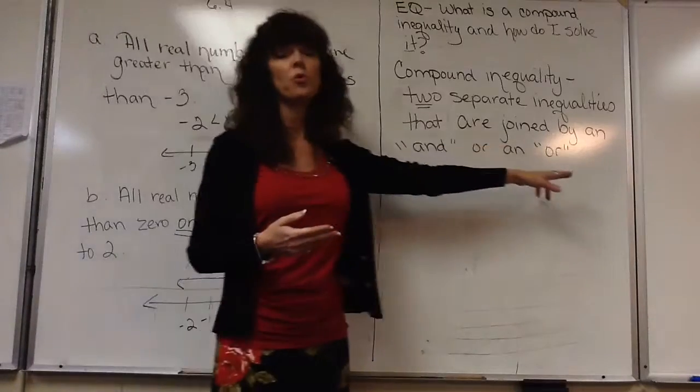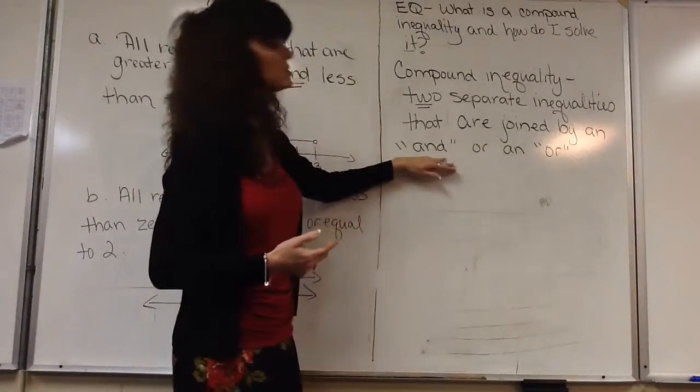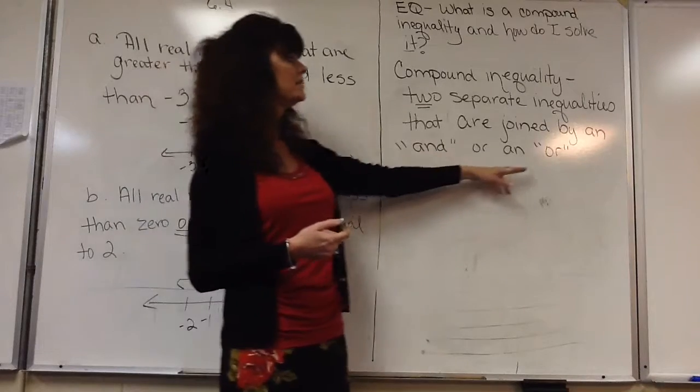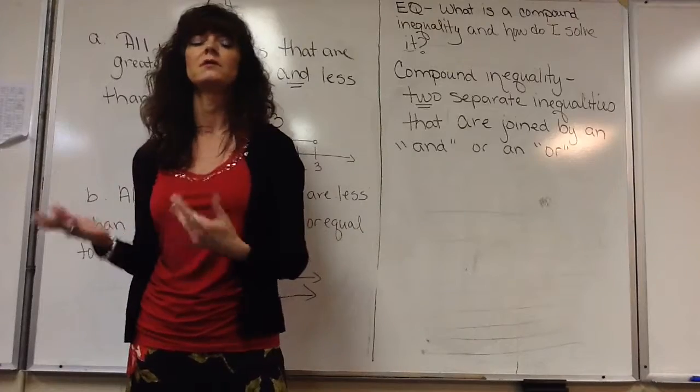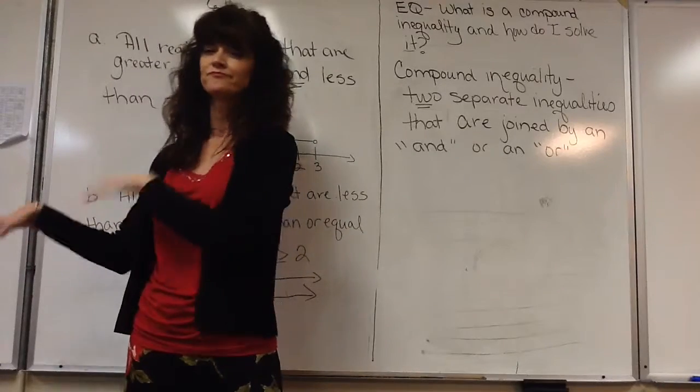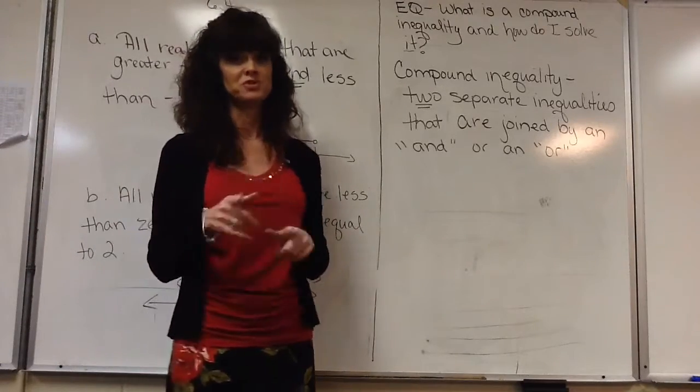Now we call it a conjunction when it's joined by "and" and a disjunction when joined by "or." We don't really deal with that in Algebra 1 and in this book, but you will later on when we get into geometry and Algebra 2.